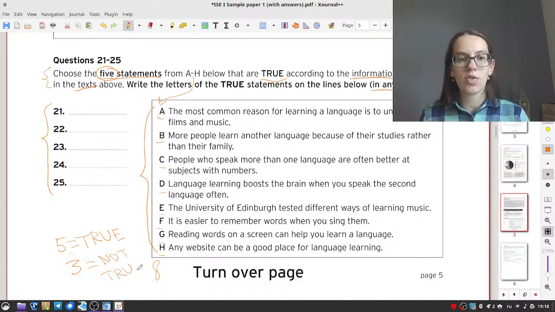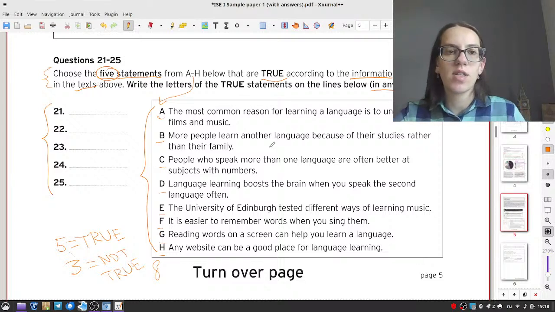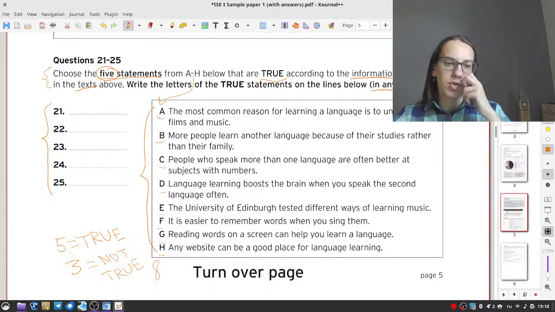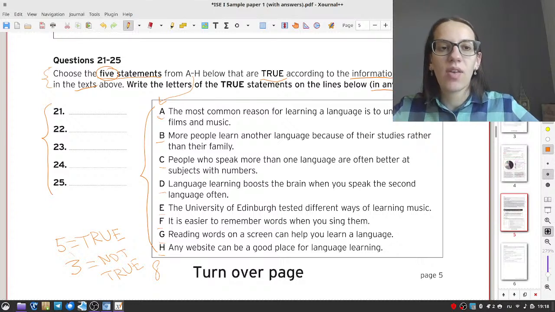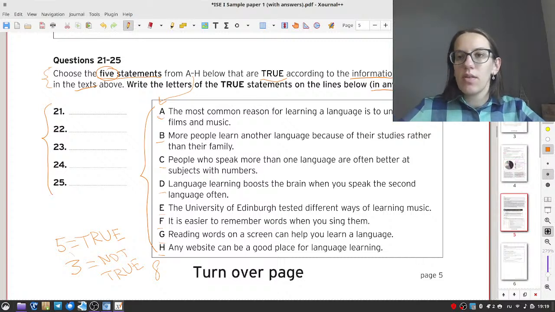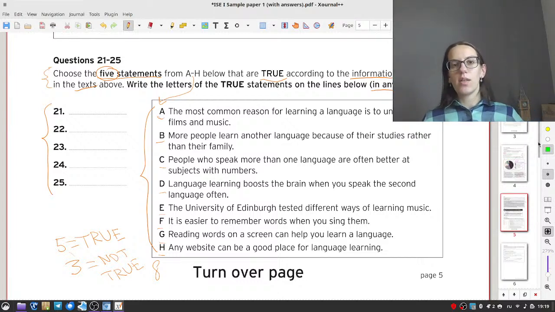And we always need to check this when we've done this task. We need to check that we've got 5 true and 3 not true statements. And not, for example, 6 true or 4 true. It has to be exactly 5 true statements. Now let's look at the task itself, the statements themselves. And again, try and find the keywords here.